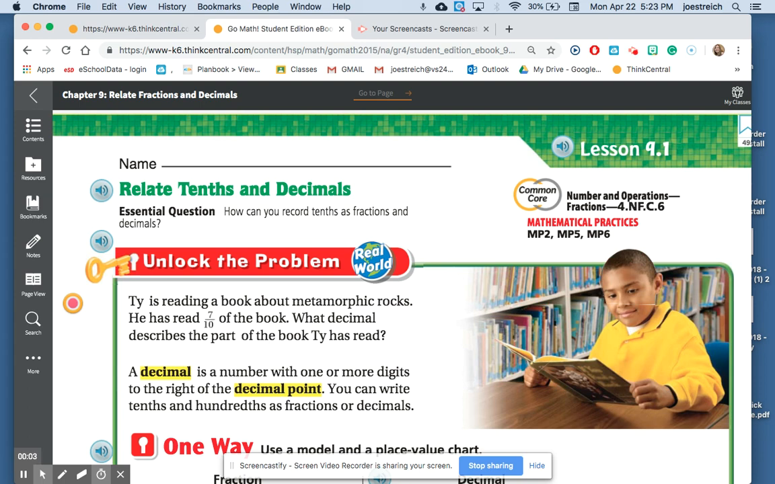Today we will be working on lesson 9.1, Relate Tenths and Decimals. The essential question is, how can you record tenths as fractions and decimals?